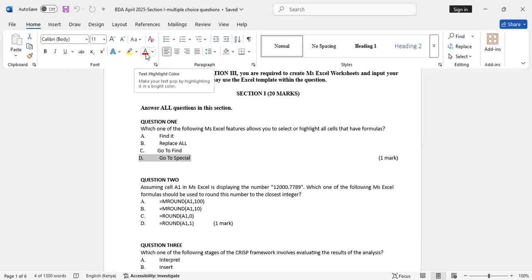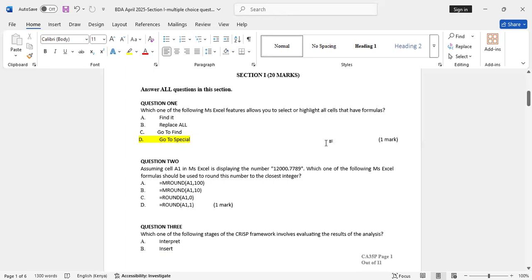So I always advise my students to read the theory part and take it seriously, because this is an area that they will always test, and you get your 1 mark. So that was equivalent to 1 mark. So go to special is a feature that is used to highlight all cells that have formulas.